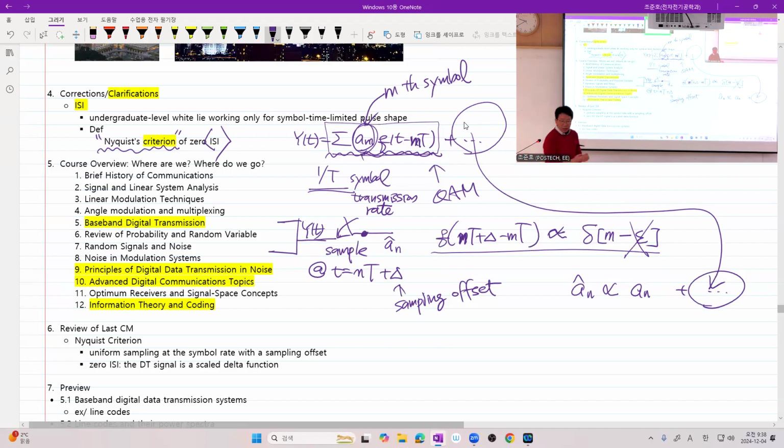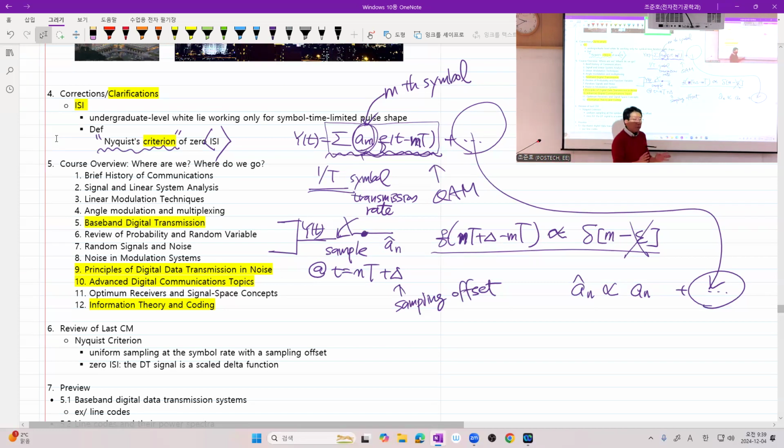By the way, I myself recently generalized this one for discrete time waveforms and especially for improper complex data symbols. But anyway, that is far from the undergraduate material. So anyway, remember this.